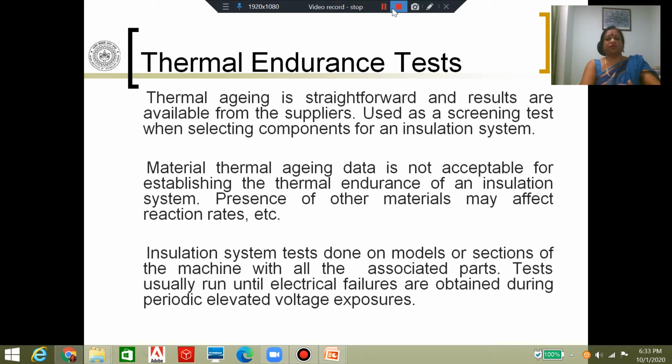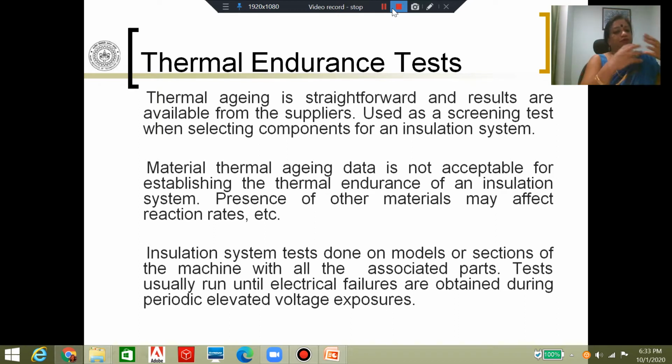But what we have to remember is that the thermal aging data that we have for the materials cannot be used to establish the thermal endurance limits for an insulation system, because the presence of other materials will influence the reaction between two materials in close proximity to each other. So an insulation system has to be tested in its entirety with all the different materials in conjunction.